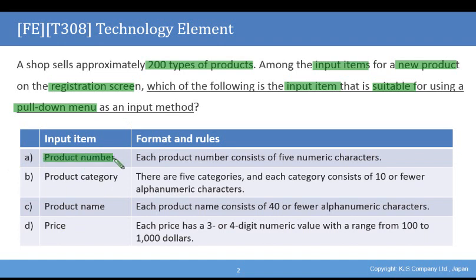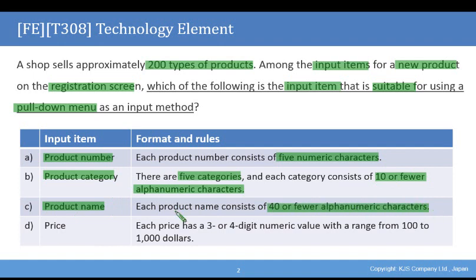A. The product number. Each product number consists of 5 numeric characters. B. We have the product category. There are 5 categories. Each category consists of 10 or fewer alphanumeric characters. C. We have the product name. Each product name consists of 40 or fewer alphanumeric characters.